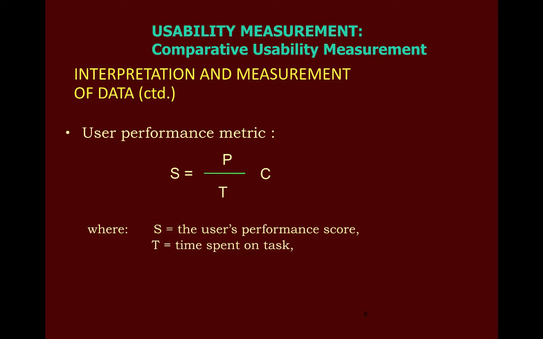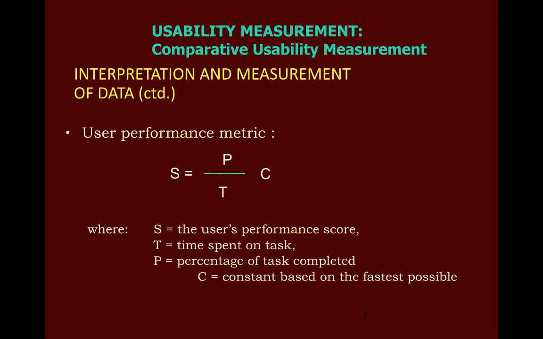So S is the user's performance score in terms of the time spent on the task. The more time you spend, the lower the performance. Hence, it's the denominator. And then the percentage of tasks completed. The more tasks are completed, the higher the performance score. Hence, that's the numerator. And then you have some constant. So what is this constant?